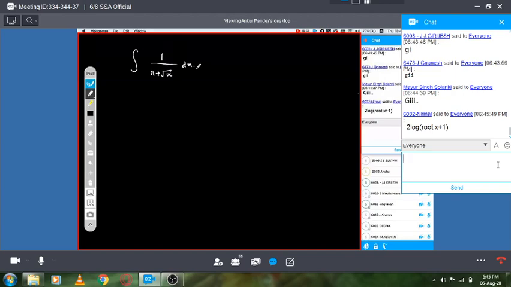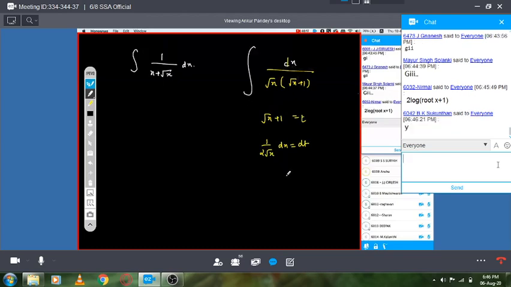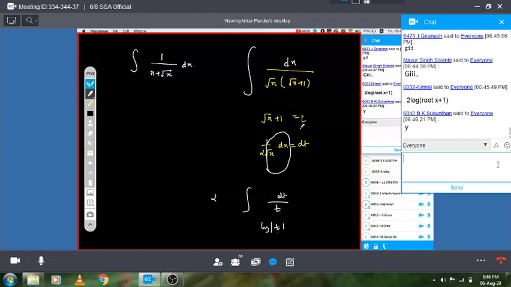2 log is correct. Some people just by mistake write half log. Good. What he did is he took 1 upon root x out and root x plus 1. If we put root x plus 1 equal to t, then 1 upon 2 root x dx equal to dt. So we only have dx by root x, right or not? So 2 dt, 2 times integration dt by t is log mod t. Instead of t, root x plus 1, and 2 is outside. Clear?